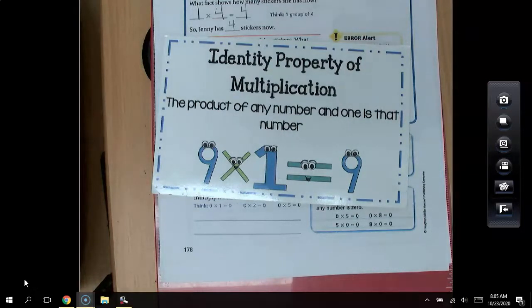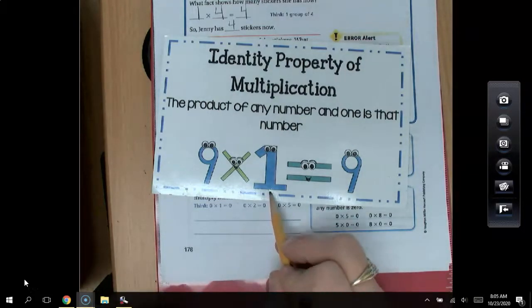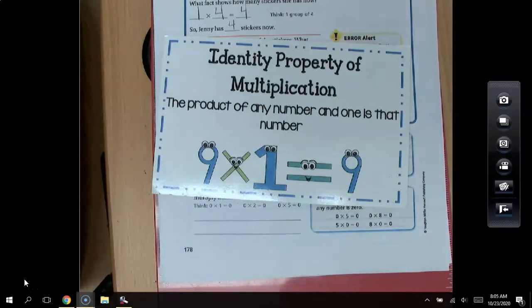Whenever there is a 1 as a factor, your answer is always that other number. So if I have 9 times 1 equals 9, let's say I have 10 times 1 equals 10, because 1 loses. What if I have 15 times 1? My answer is 15. What if I have 1 times 100? What is your answer? 100. What if I have 1,200 times 1? What's your answer? Boys and girls, it's 1,200 because 1 always loses.